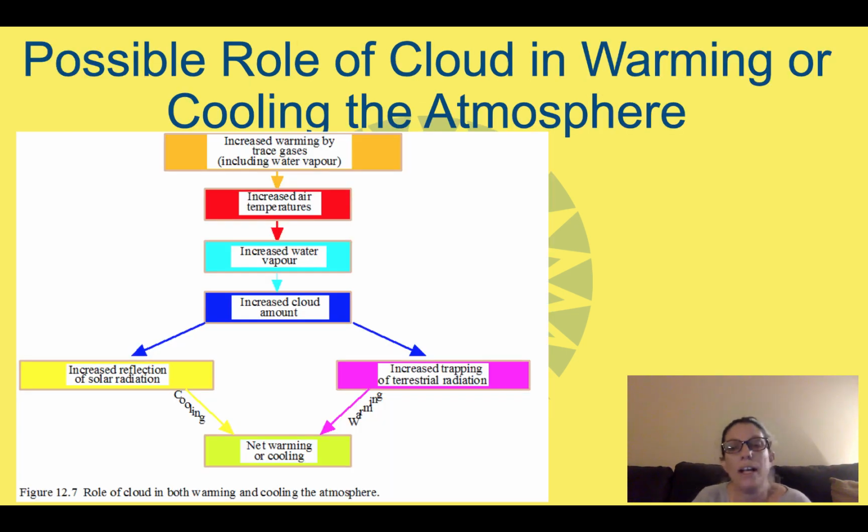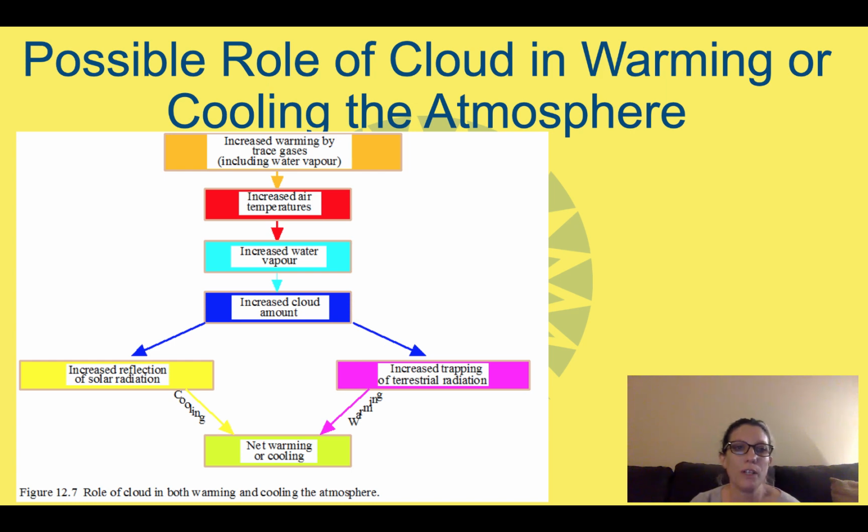All right, so cloud, possible role of cloud in warming or cooling in the atmosphere. First we have that increased warming by trace gases, including water vapor, which is going to increase our air temperatures due to the greenhouse effect, which is going to increase the water vapor, which is going to increase the cloud amount, okay? Well, once we get to that point, the cloud amount will both increase the reflection of solar radiation during the day, but at night it's going to increase the trapping of terrestrial radiation.